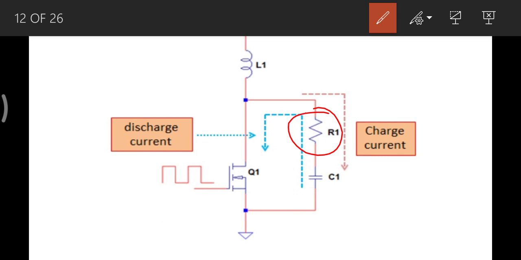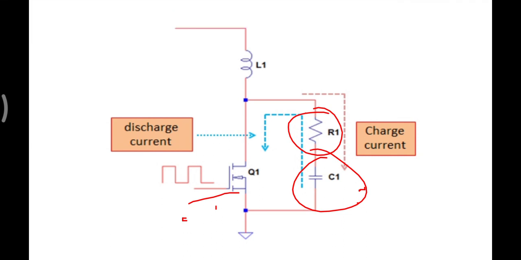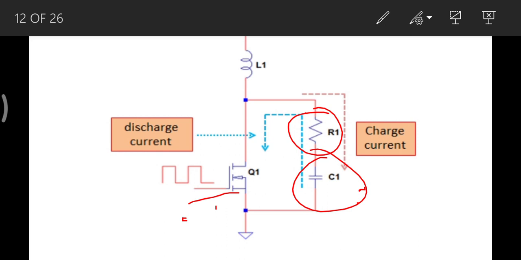While the circuit is operated, the capacitor starts charging, and in the next cycle the capacitor starts discharging. When the gate signal is turned off, at that situation the capacitor starts charging. When the gate signal is turned on, then this capacitor starts discharging. This process is done continuously. So this is the basic working of the snubber circuit.